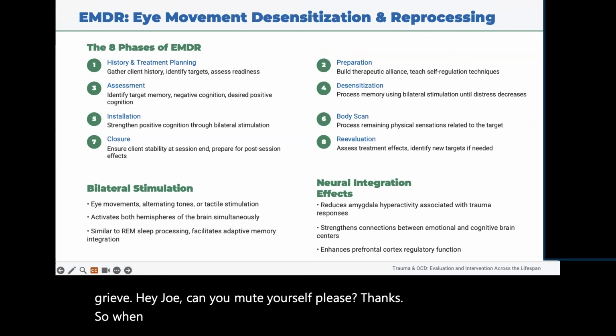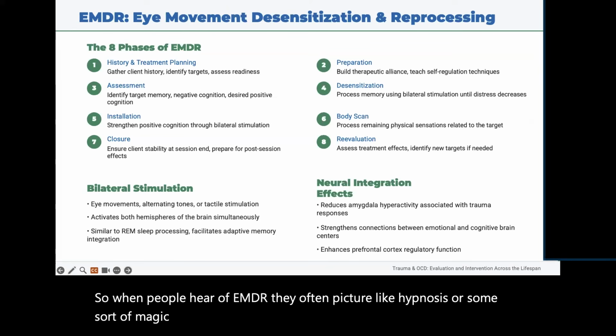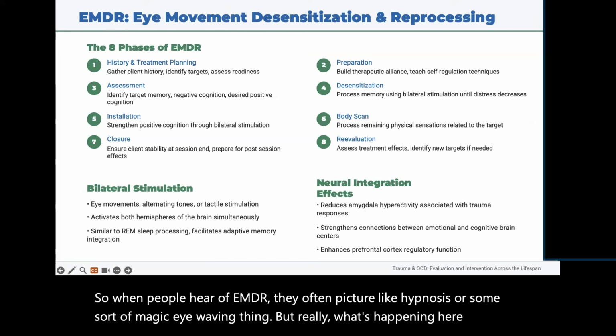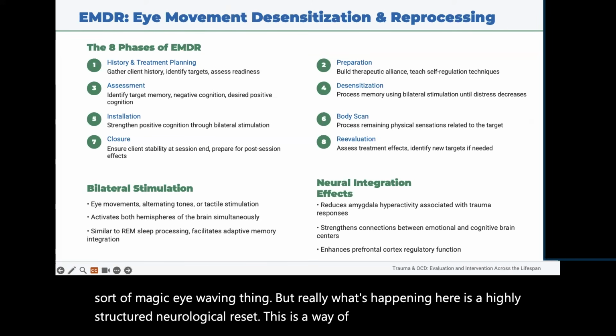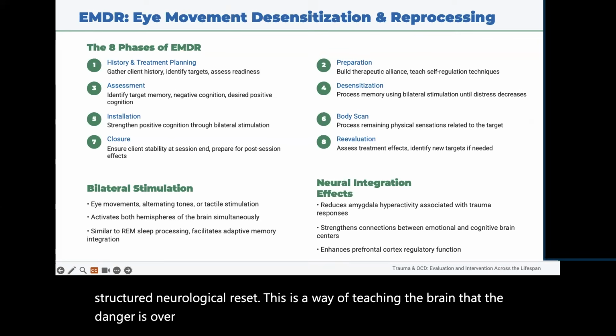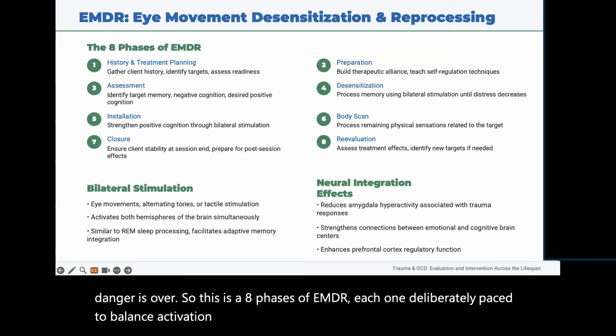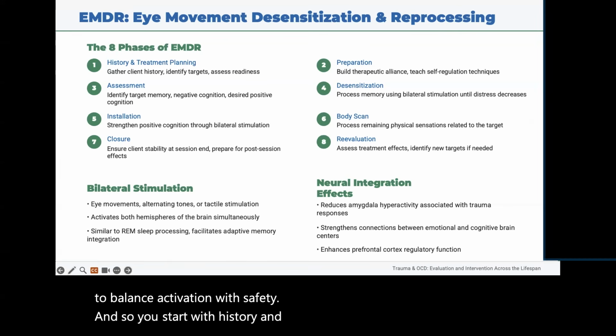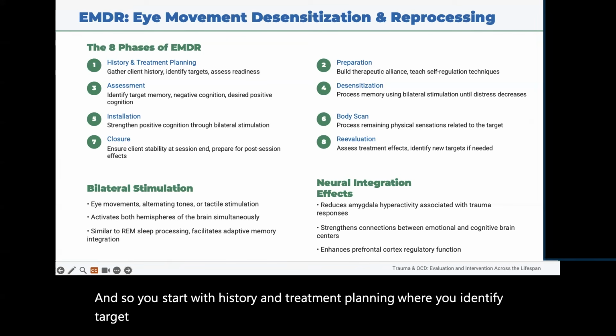So when people hear of EMDR, they often picture hypnosis or some sort of magic eye waving thing. But really, what's happening here is a highly structured neurological reset. This is a way of teaching the brain that the danger is over. So these are the 8 phases of EMDR, each one deliberately paced to balance activation with safety. And so you start with history and treatment planning, where you identify target memories and you're assessing their readiness. Not every client is immediately a candidate for this.